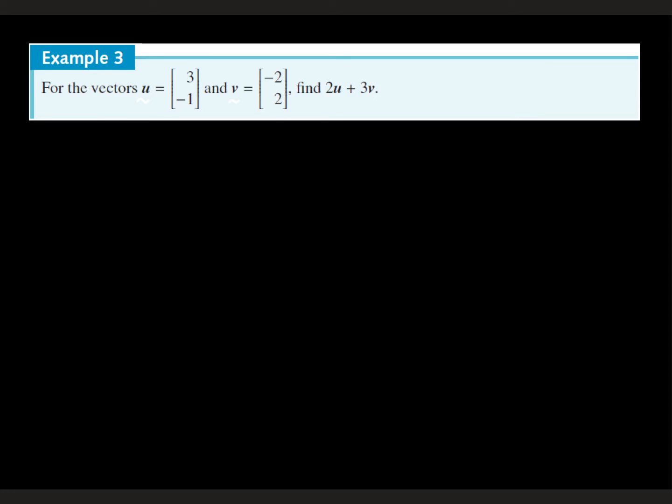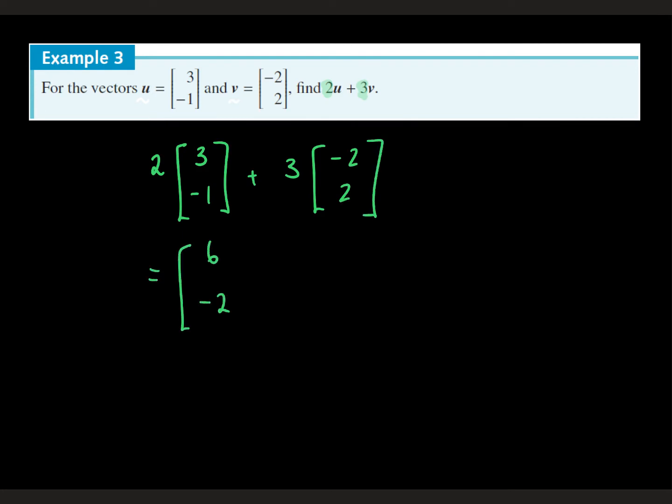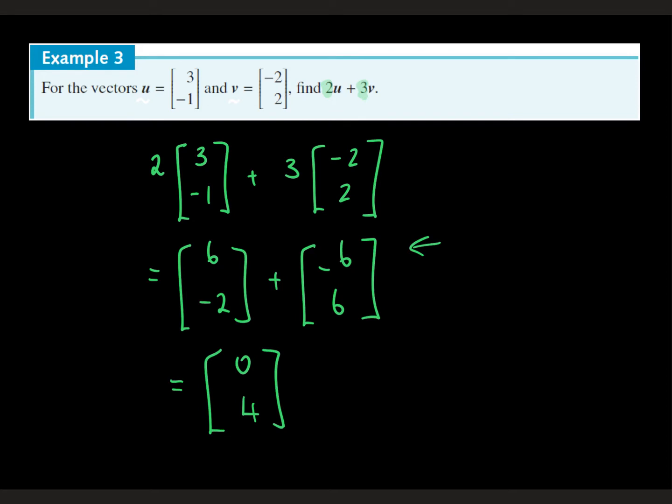Now let's first remember these little numbers here. They are scalars, aren't they? They're not vectors. That means 2 lots of vector u plus 3 lots of vector v. So it's 2 lots of vector u plus 3 lots of vector v, and we can just multiply those scalars through. And then we just add up the horizontal components. 6 plus minus 6 is going to be 0. -2 plus 6 is 4. So that's the answer there.